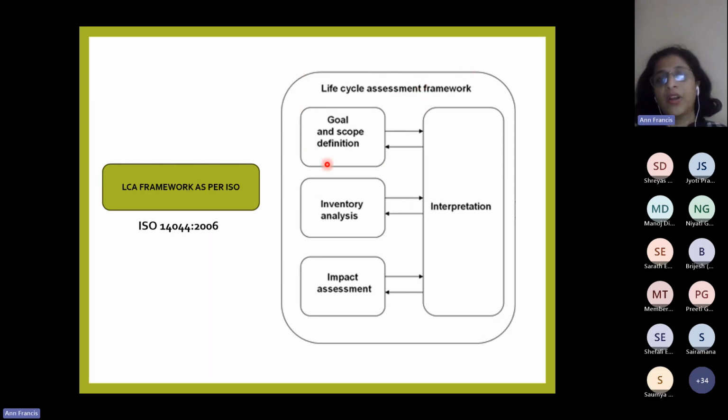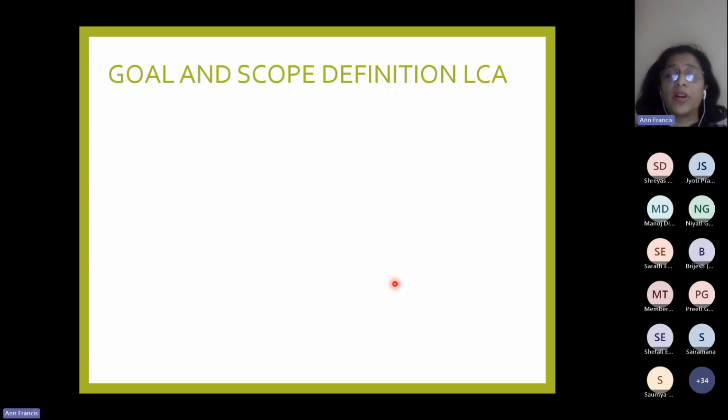So, LCA has primarily four steps. The first step being goal and scope definition, then you have inventory analysis, and then you have impact assessment, and finally you interpret the results. So we will go through the different stages one by one. So, goal and scope definition.